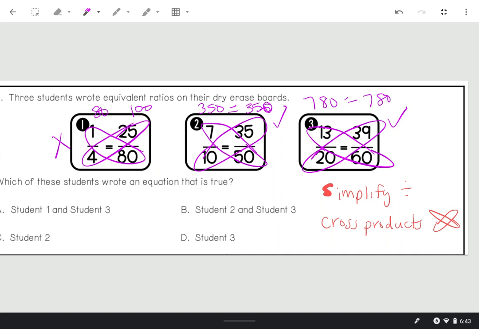So remember, either simplify, which divides by a common number, or cross multiply. Whichever one you pick, your numbers have to equal the same thing when you are done. That's how you tell if it's a proportion.